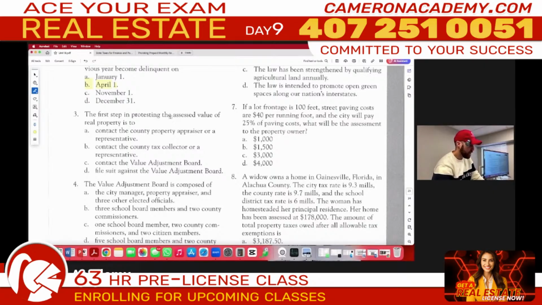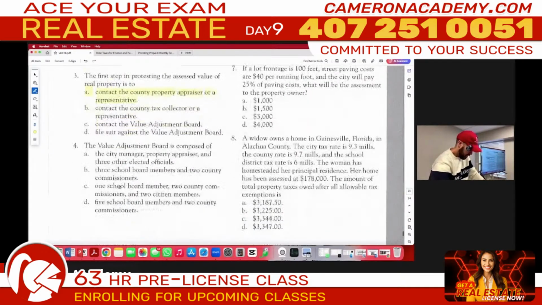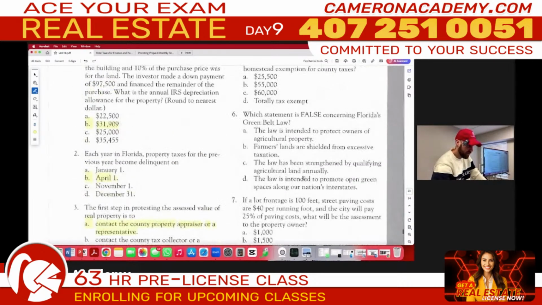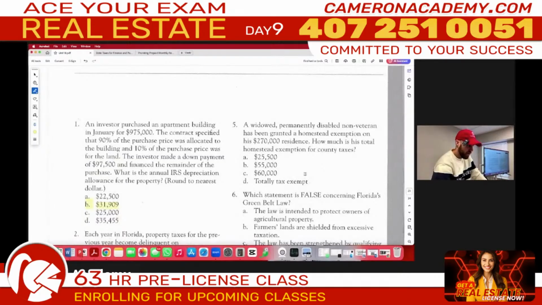Number 3, if you disagree with the assessed value of your property, what's the first step? Yes. So the correct answer is A as in Alpha. 4, the value adjustment board, you're not going to be tested on this, is C, consists of those individuals. Number 5, a widow, permanently disabled, non-veteran has been granted a homestead exemption on the $270,000 residence. How much is the total homestead exemption for a county?